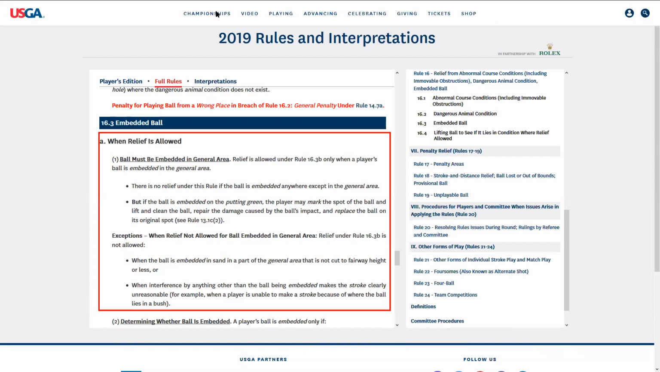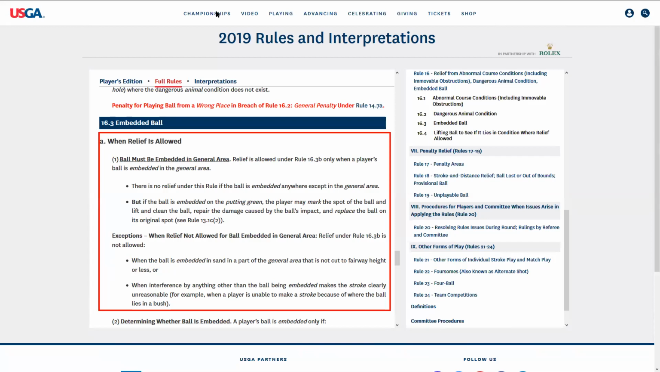You're playing Sand Valley, you hit your ball in the middle of the fairway, it embeds, you're going to get relief because you're under the general rule. You hit your ball off the fairway, it embeds in sand. It's not a bunker, it's just sand. You don't get relief. Why? Because it's in sand.